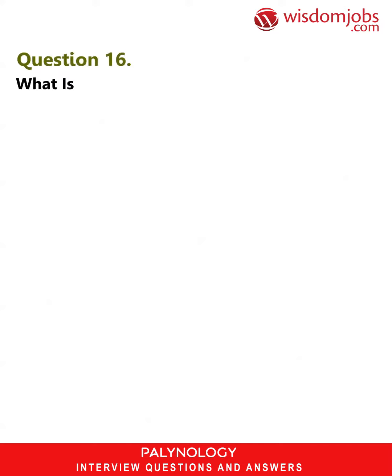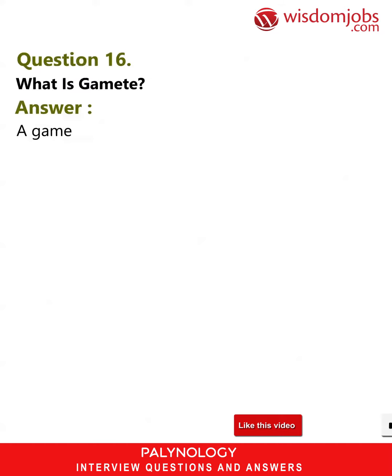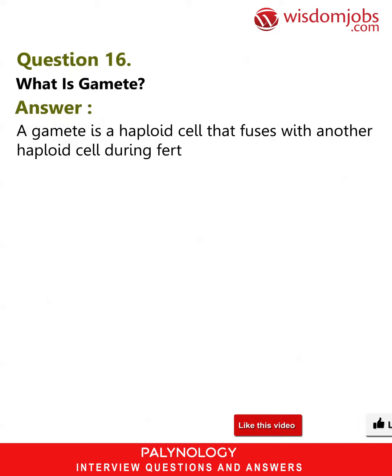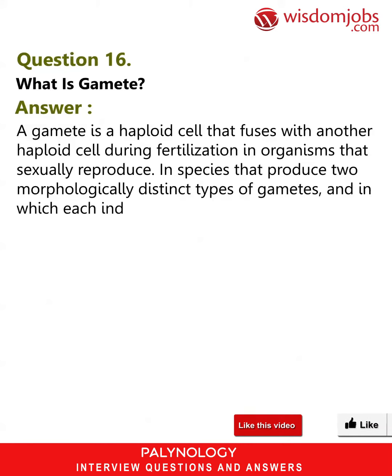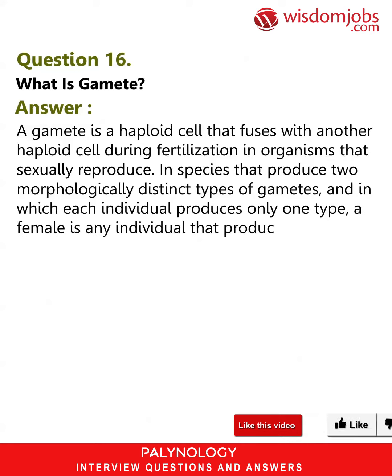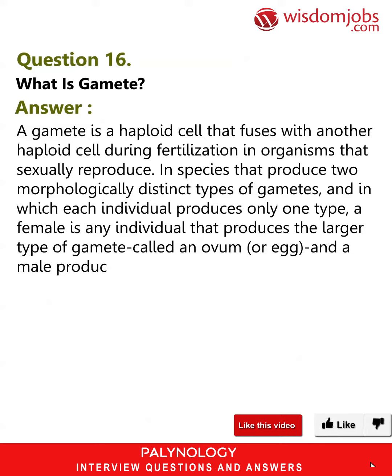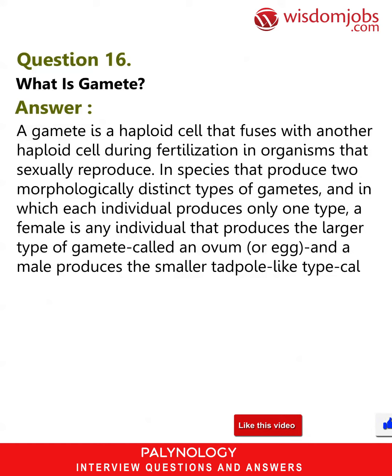Question 16. What is gamete? Answer. A gamete is a haploid cell that fuses with another haploid cell during fertilization in organisms that sexually reproduce. In species that produce two morphologically distinct types of gametes and in which each individual produces only one type, a female is any individual that produces the larger type of gamete called an ovum or egg, and a male produces the smaller tadpole-like type called a sperm.